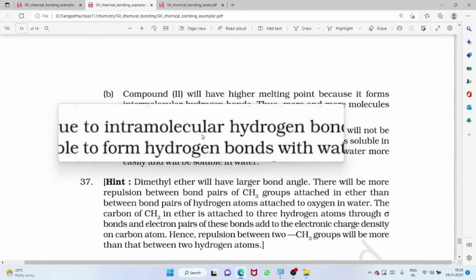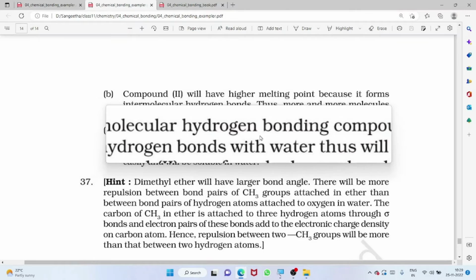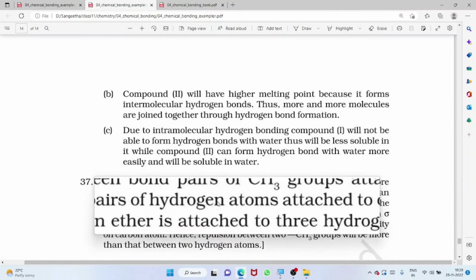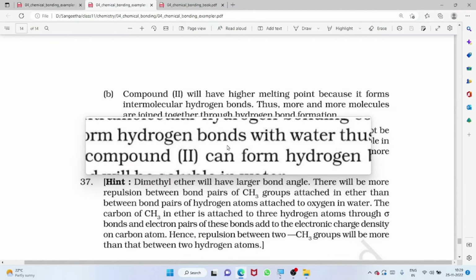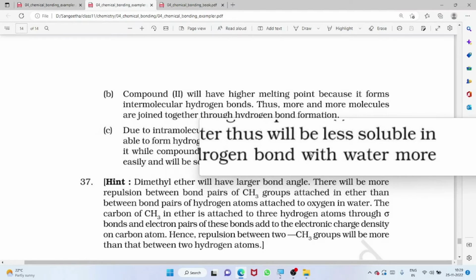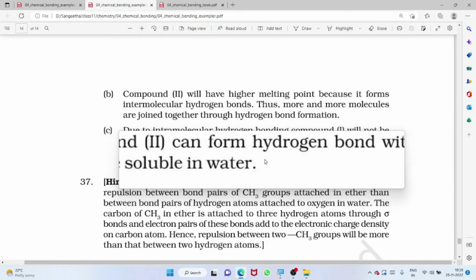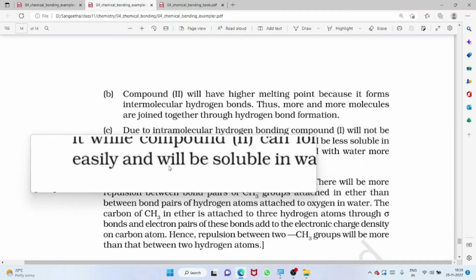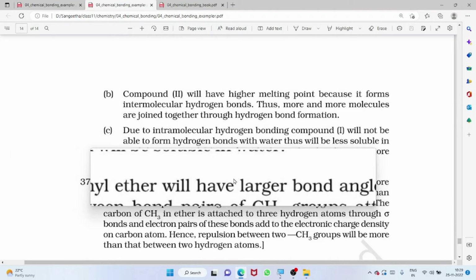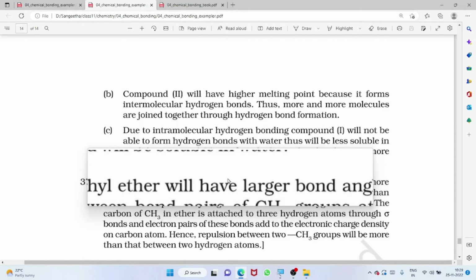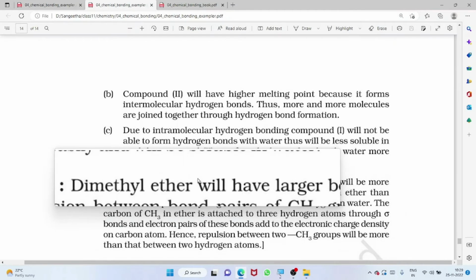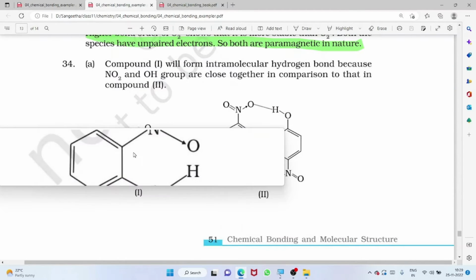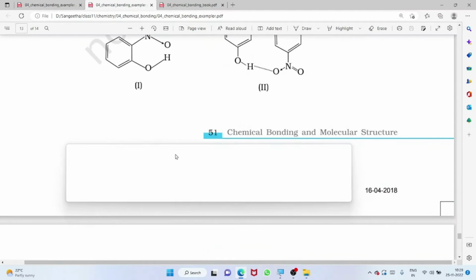Similarly, due to intramolecular hydrogen bonding, compound 1 will not be able to form hydrogen bonds with water, and thus will be less soluble. Compound 2, whichever forms intermolecular hydrogen bonding with the others, will be more soluble than the intramolecular one. This is less soluble and this is more soluble.